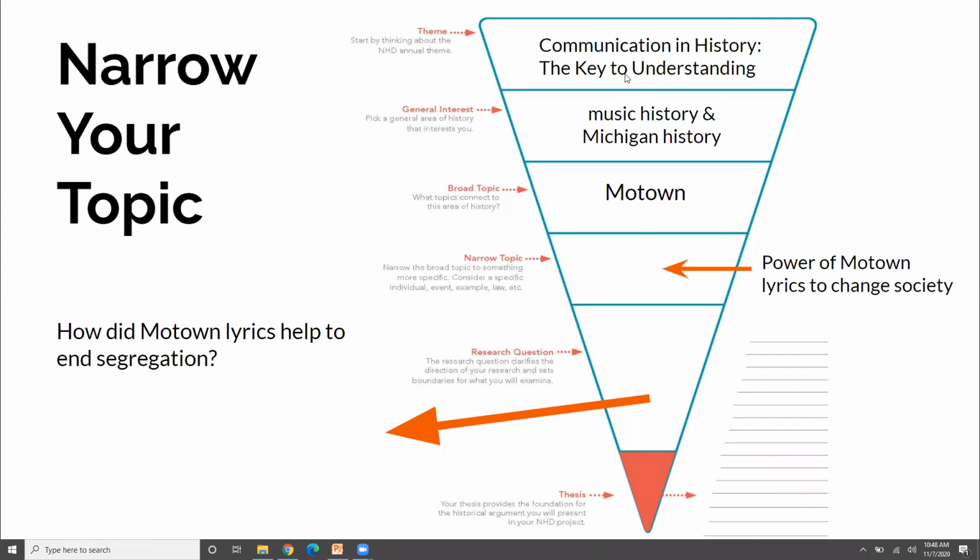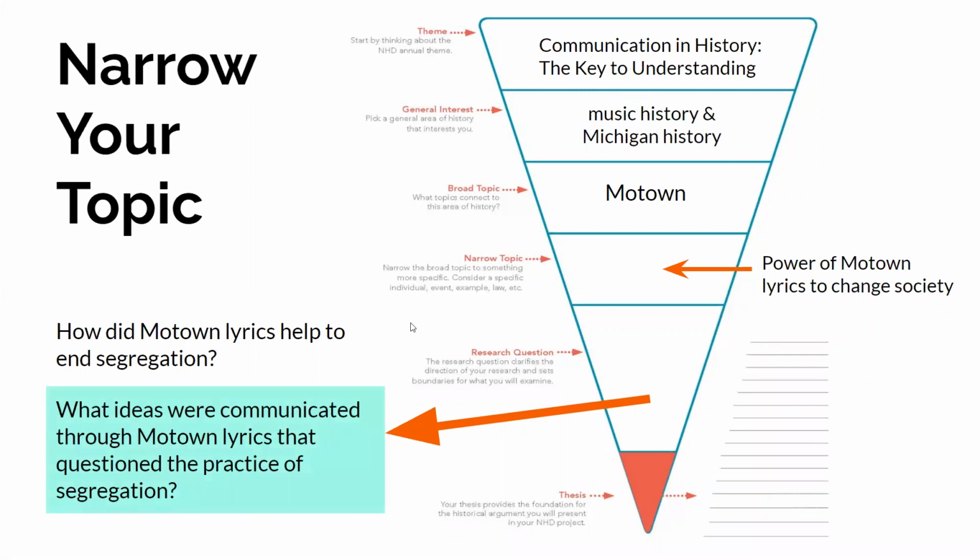So if I can make really specific research questions, that's going to help me when I'm doing my research and when I'm putting my project together. So a more specific one might be, what ideas were communicated through Motown lyrics that questioned the practice of segregation, right? What were they writing about, singing about, that made people question what was happening with segregation and the way people of color were being treated at this time in the United States? That is a question that I can find specific sources for that will then help me when I'm building my project later.